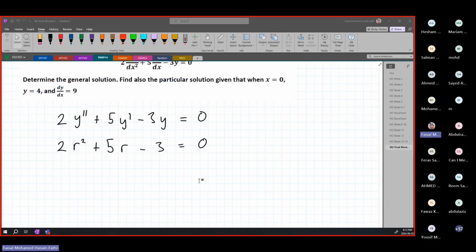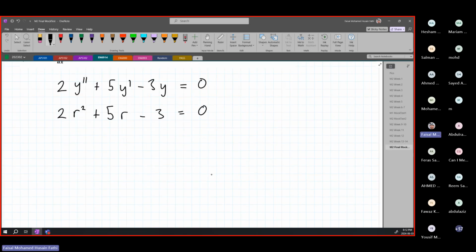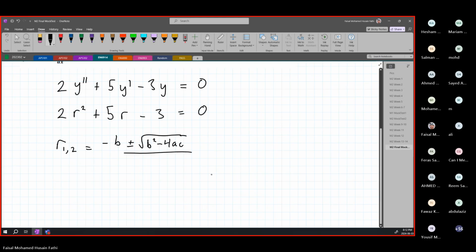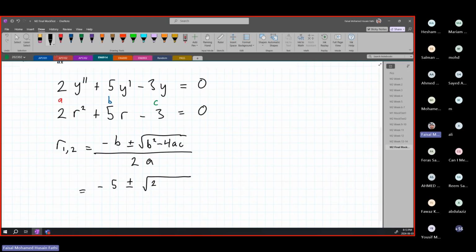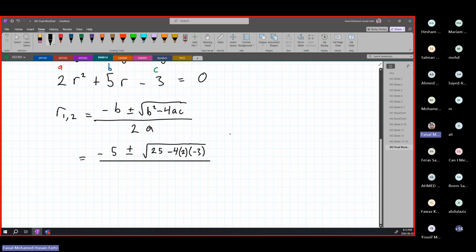Okay, so how do we solve this quadratic equation? Simply, we use our quadratic formula, which is minus b plus or minus the square root of b squared minus 4ac, divided by 2a. Where this is our a value, this is our b value, and this is our c value. So this is equal to negative 5 plus or minus the square root of b squared, which is 5 squared, which is 25, minus 4 times a, which is 2, and c, which is negative 3. Remember, you have to include the sign as well, divided by 2a.